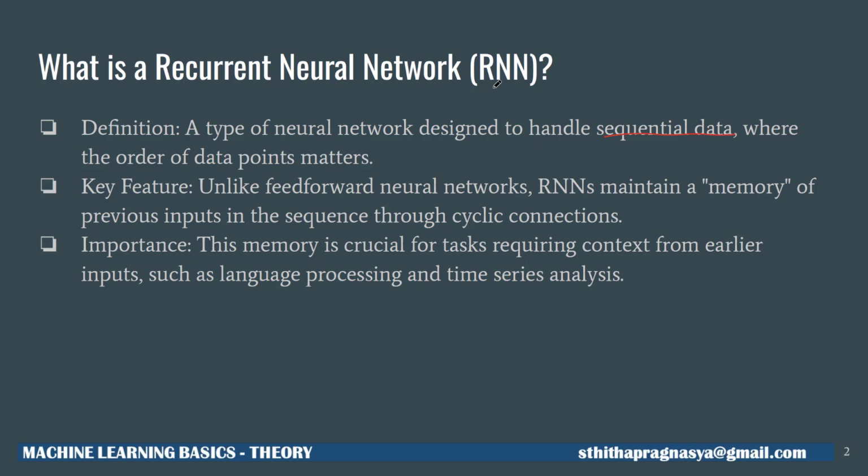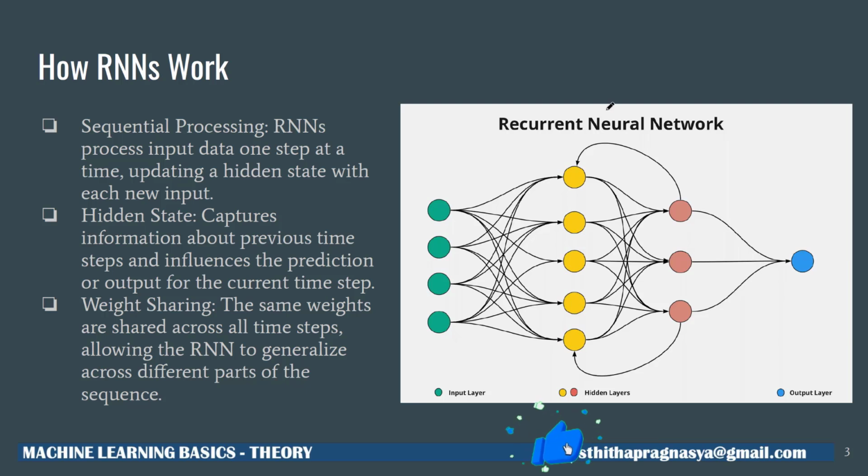Unlike the traditional feed forward neural networks, which process inputs independently, RNNs have connections that form cycles, allowing them to maintain a memory of previous inputs in the sequence. This memory is crucial for tasks where the context of earlier inputs is necessary to understand later inputs, such as in language processing, time series analysis, and more. So basically, in those scenarios we will use recurrent neural networks, because this is a high level architecture of it.